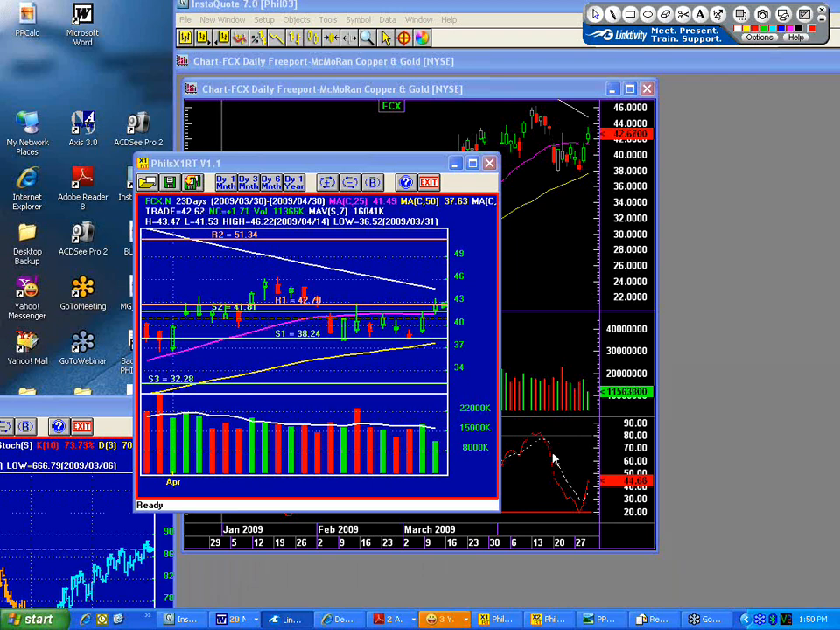because of this right here. On the way back down, here was the support. See it right here? 38.24. Here's the support right here, 38.24. So in other words, you just extrapolate it. Here's your support, 38.24. Here's your support, 38.24. Exactly where we bought it, right there.